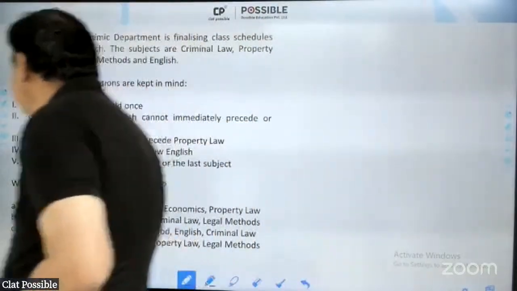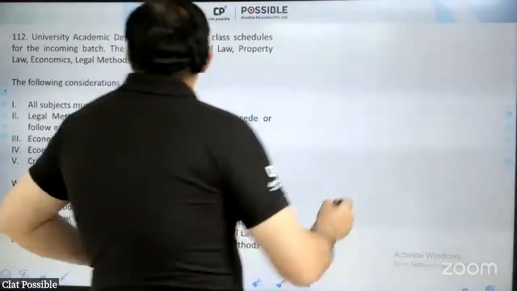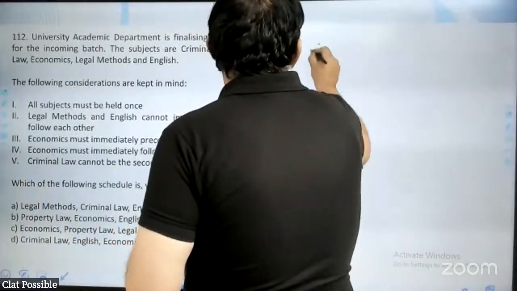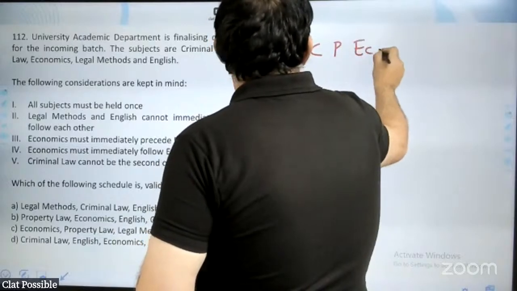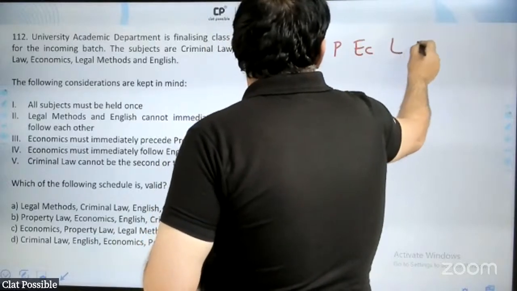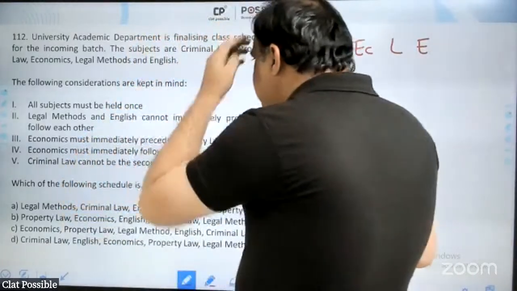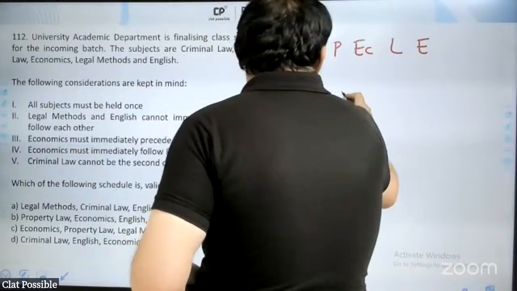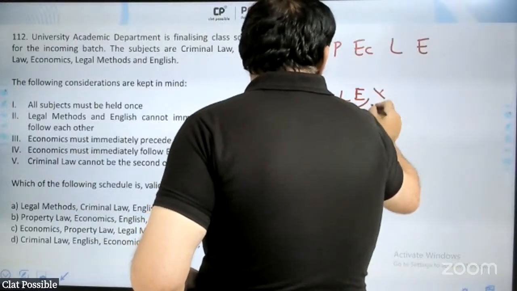Yeah, let's look at 112. So there are some conditions that are given. Subjects are criminal law, property law, economics, legal, and English. So all subjects must be held once. Legal and English cannot come together.